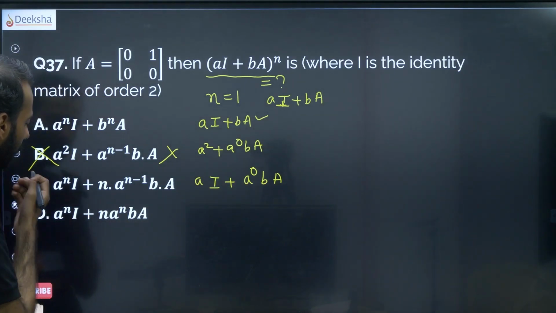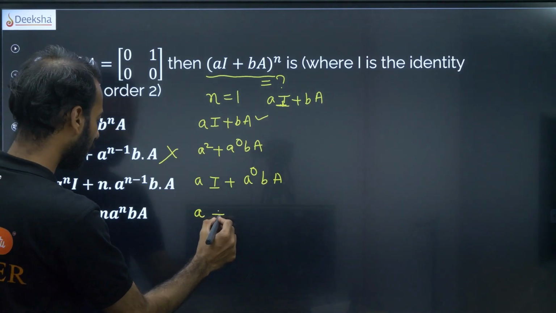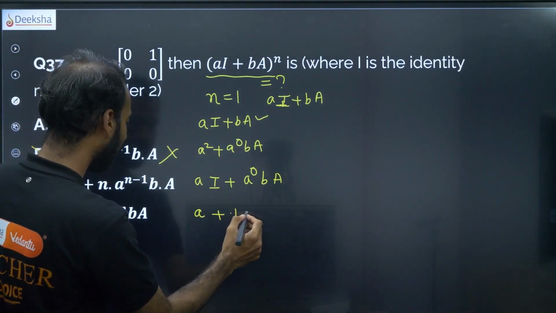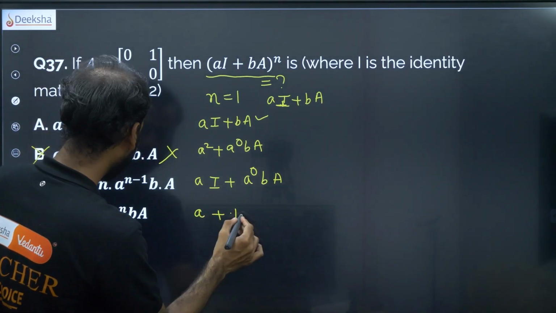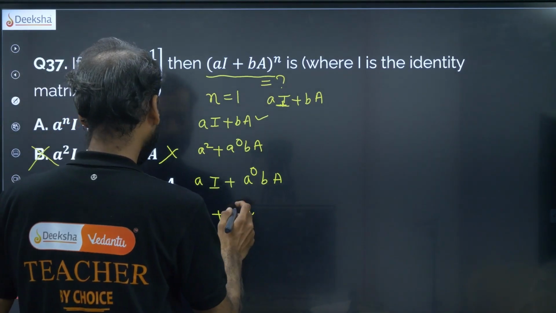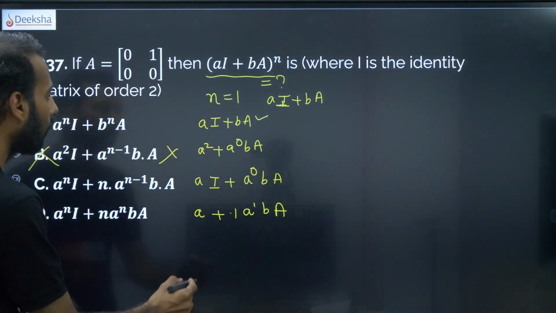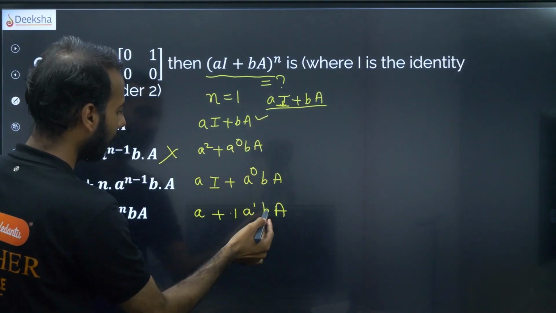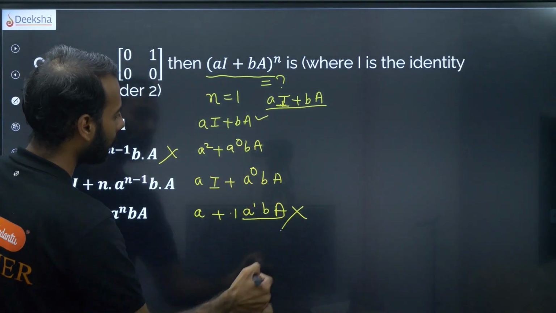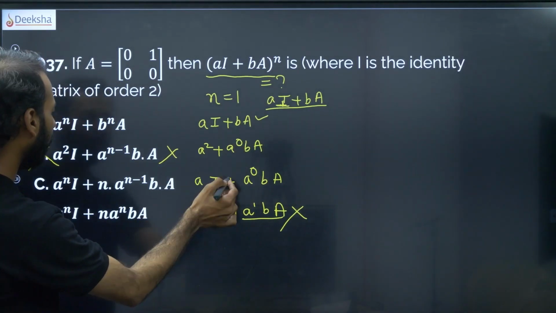Next, ANI. ANI is A, N is 1, so AN. What is AN? AN is A, N is 1, B, A. Here if you observe, we should get AI plus BA, but here we are getting ABA. That means this is also a wrong option. Now we are left with A and C.